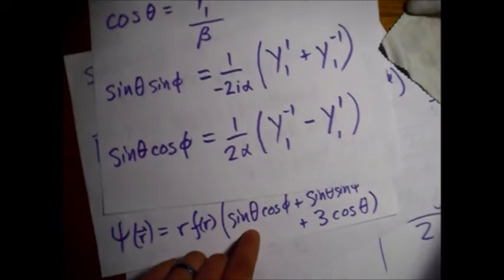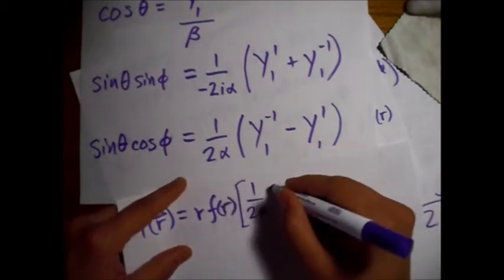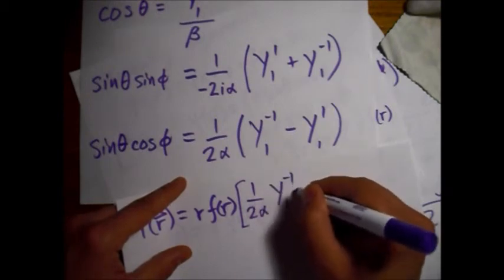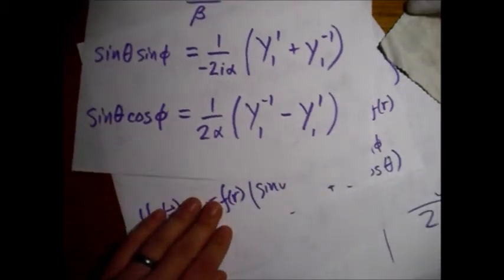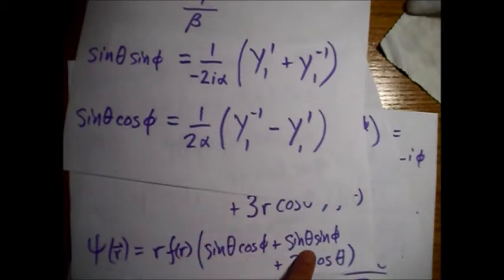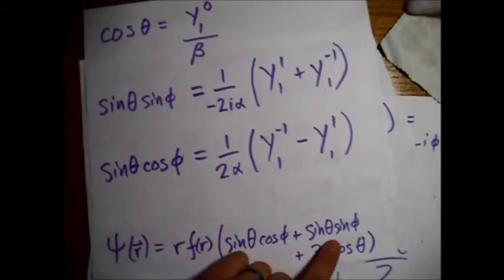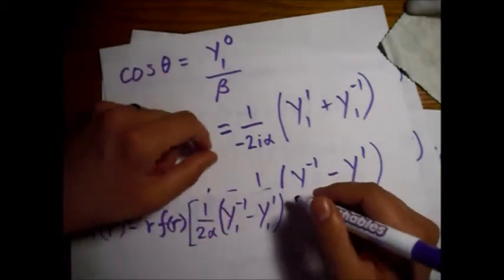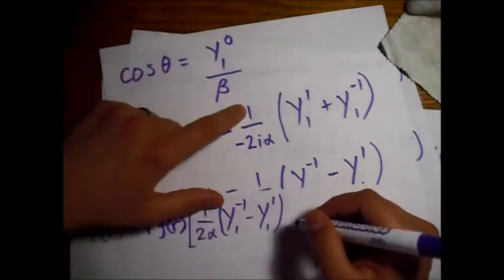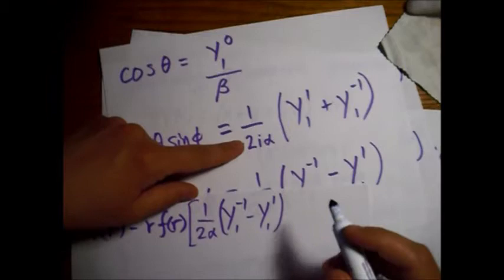Okay, so first we need a sine of theta cosine of phi. Well, that's this term right here. So 1 over 2 alpha, Y1 minus 1 minus Y1 1. Okay, now we are going to plug in this part here, sine of theta sine of phi right here, and here's a minus sign, but we're just going to bring the i up to the top and take away the minus sign. Okay, basically multiply top and bottom by i.